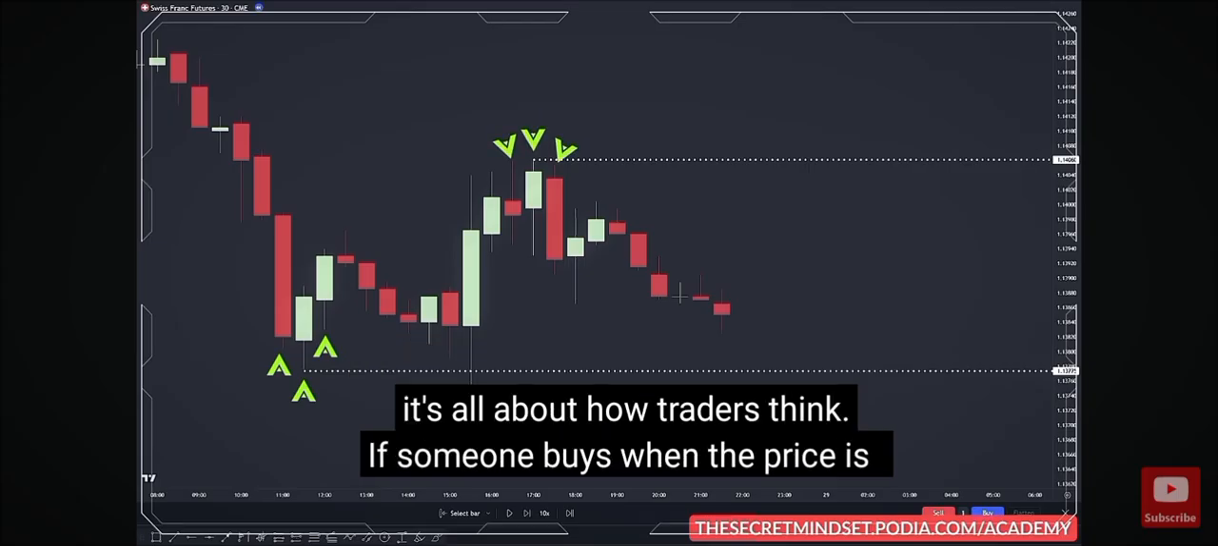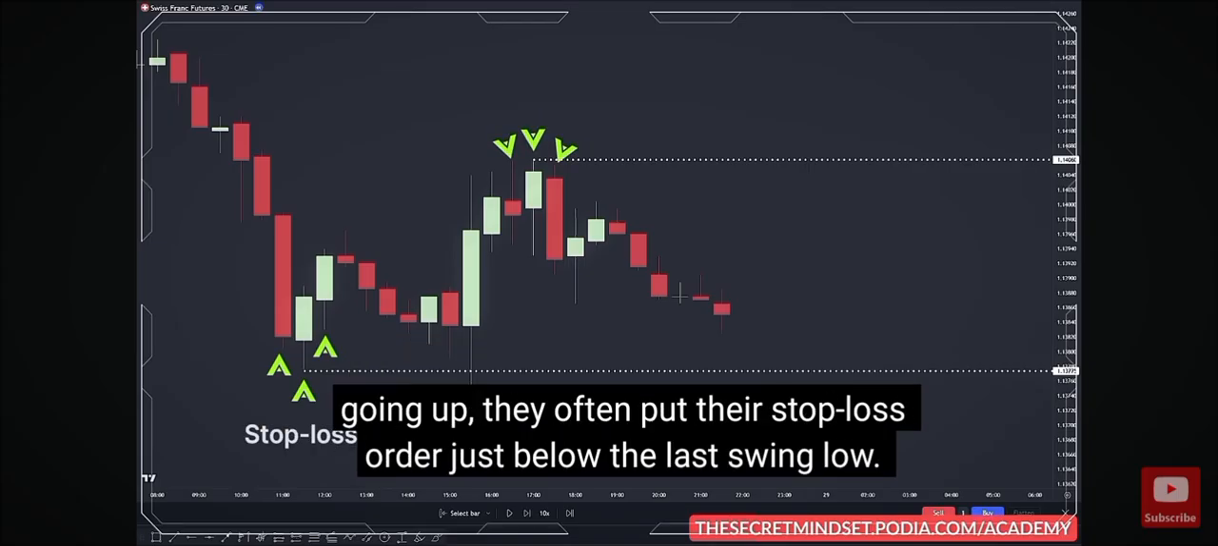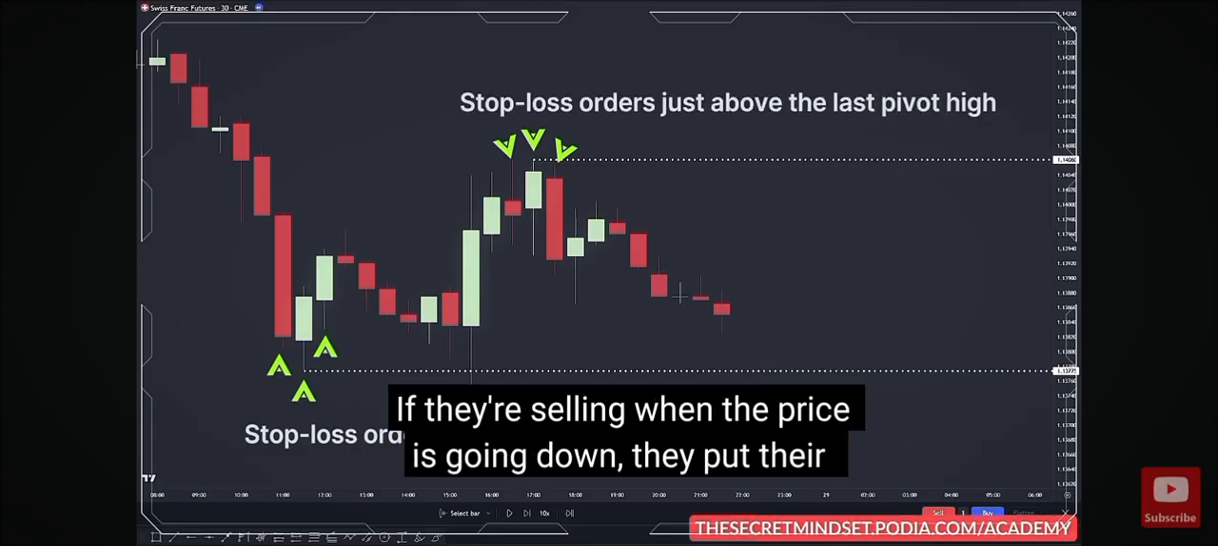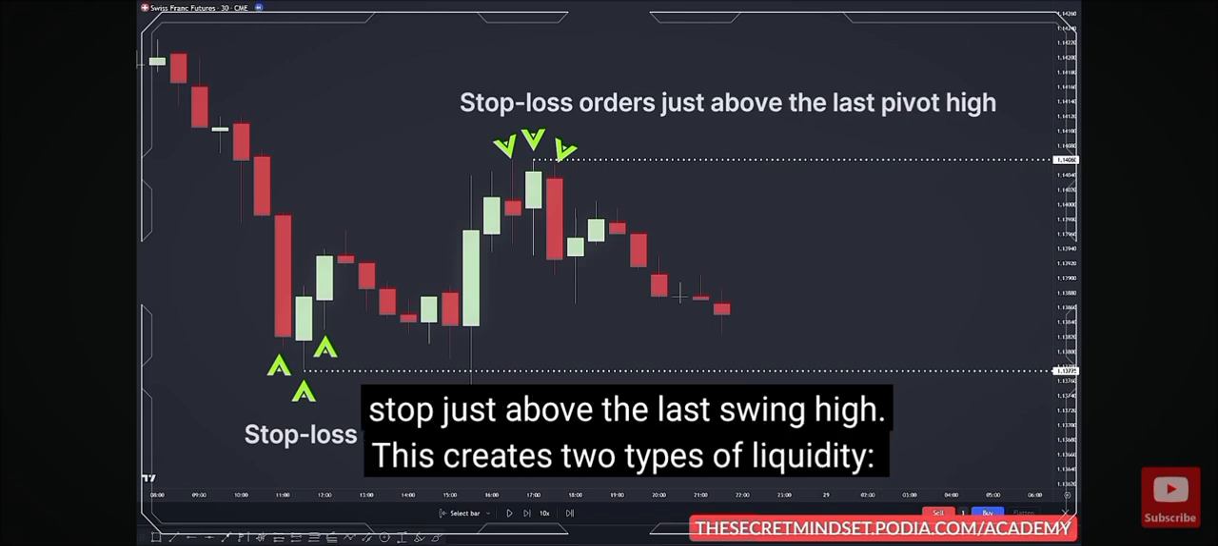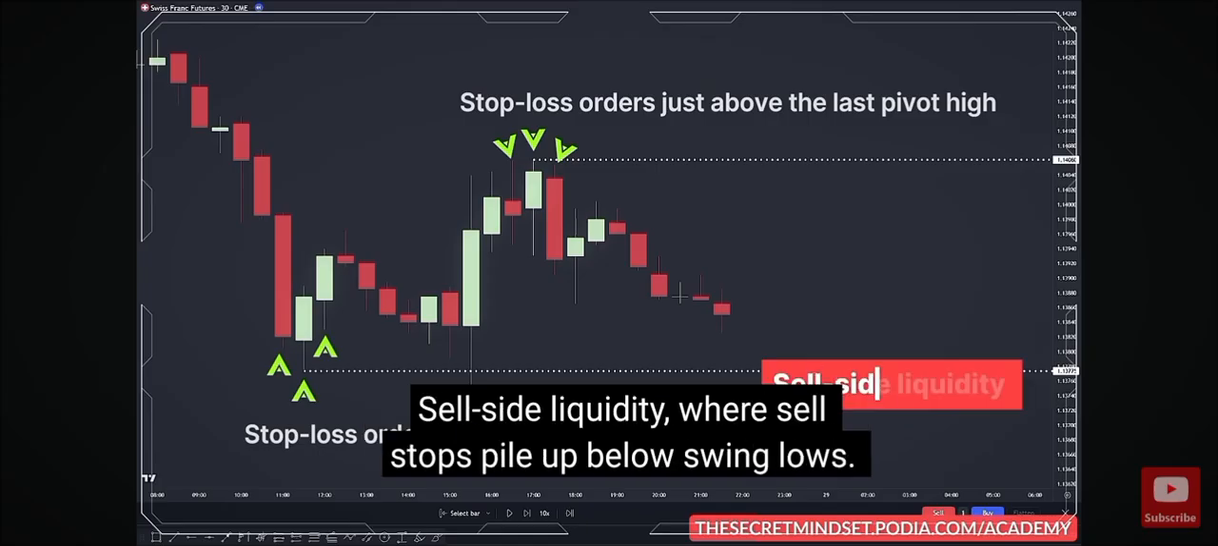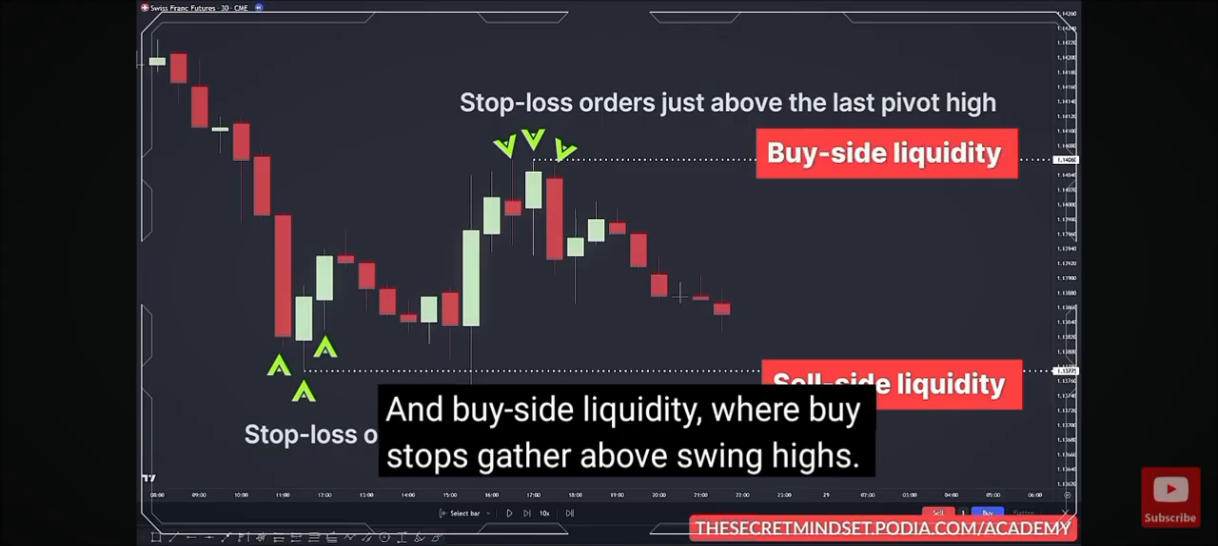If someone buys when the price is going up, they often put their stop loss just below the last swing low. If they're selling when the price is going down, they put their stop just above the last swing high. This creates two types of liquidity. Sell-side liquidity, where sell stops pile up below swing lows, and buy-side liquidity, where buy stops gather above swing highs.